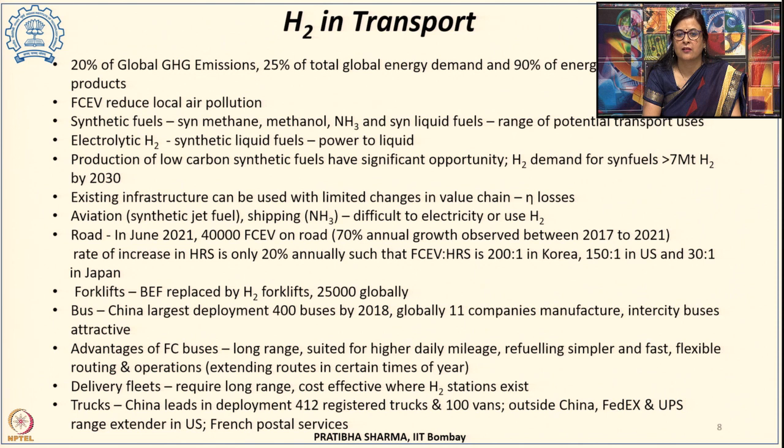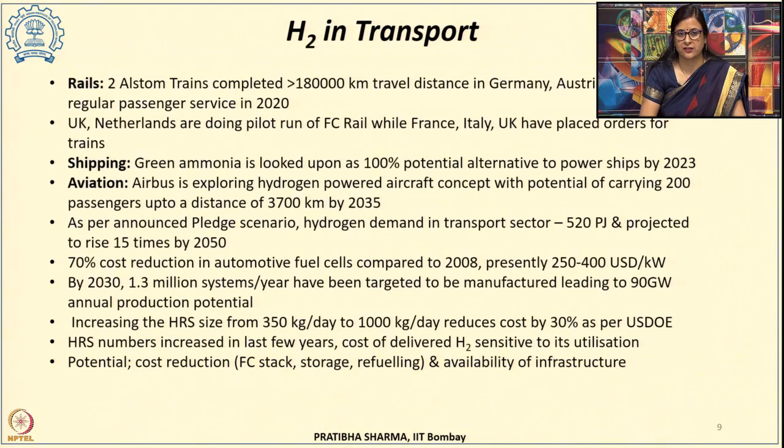Delivery fleets require long-range operations, and operators and manufacturers have found it cost effective if there are hydrogen stations on the way. Among trucks, China is the leading country, having 412 registered fuel cell trucks and 100 vans. Outside China, FedEx and UPS are coming up with the range extender in the US, and the French Postal Service is also acquiring hydrogen fuel cell trucks.